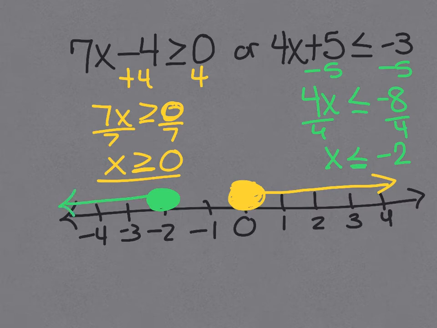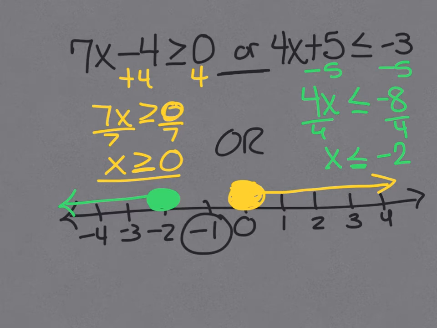All right, so you notice how this one is also pointing in opposite directions because we have "or." Okay, it's one or the other. My solutions can be in the green or it can be in the yellow, but it's not going to be in between. Okay, this negative 1, everything between negative 2 and 0, not including 0 and negative 2, but everything in between, will not make these true. Okay, all right, let's look at another one.